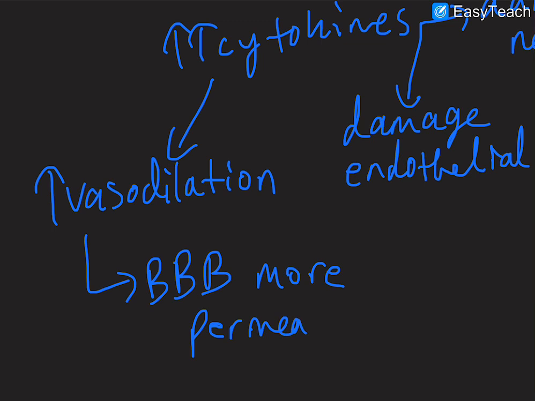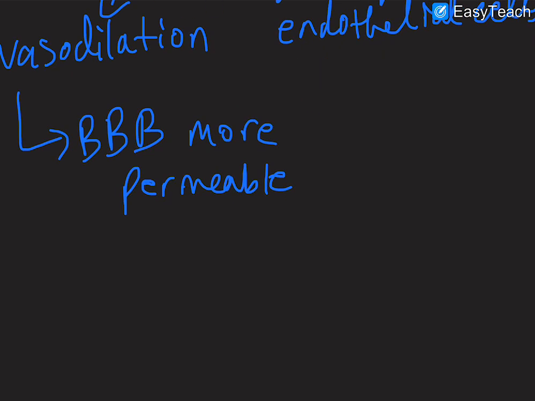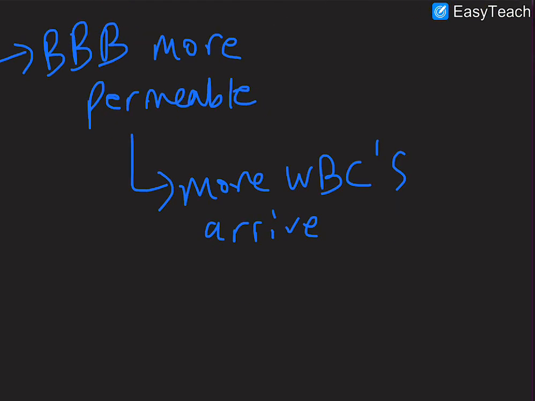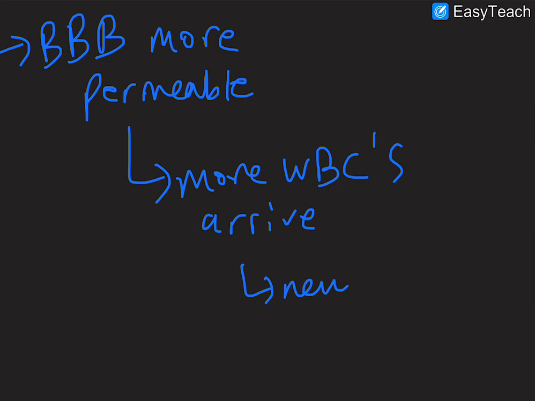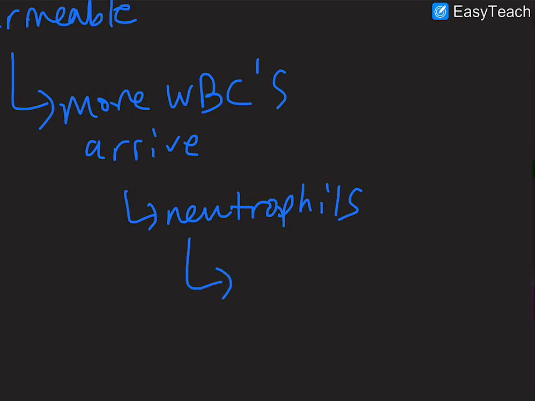One of these places is the blood-brain barrier. So what actually happens is you make the blood-brain barrier more permeable due to this excessive release of cytokines. And if you make the blood-brain barrier more permeable, that means more white blood cells can come to your temporal lobe, where all this inflammation is happening, right? For example, neutrophils, right?